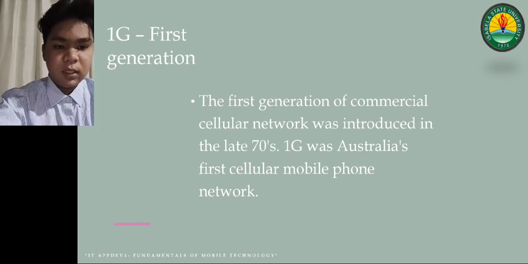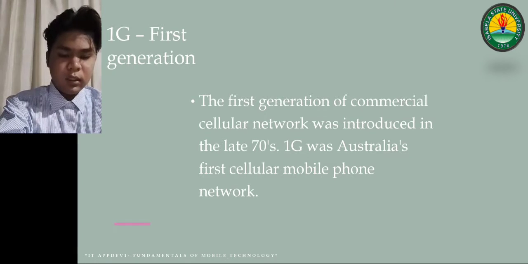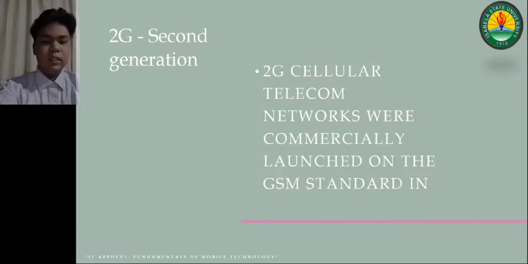1G. The first generation of commercial cellular network was introduced in the late 70s. 1G was Australia's first cellular mobile phone network. The first generation of wireless telephone technology. These are the analog telecommunication standards that were introduced in 1979 and the early to mid 1980s.